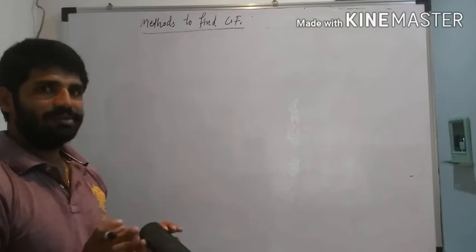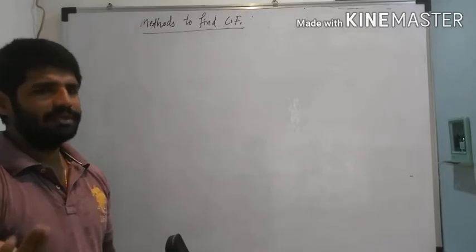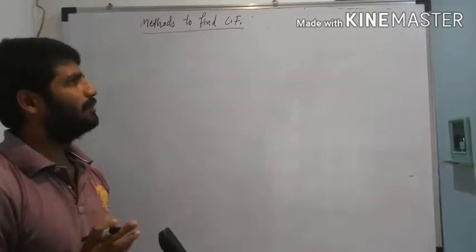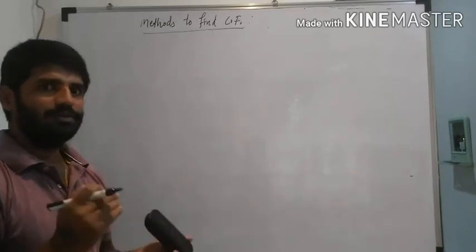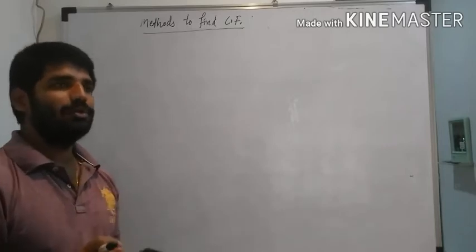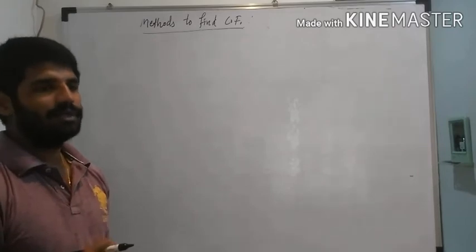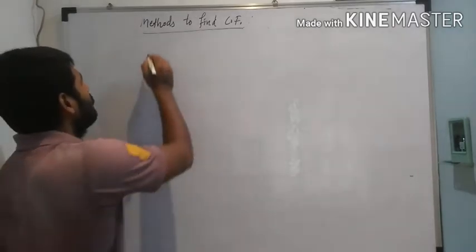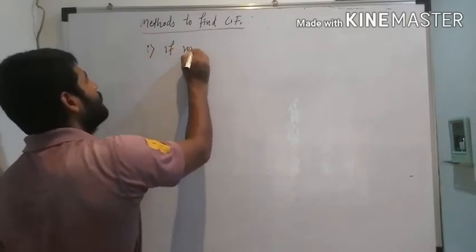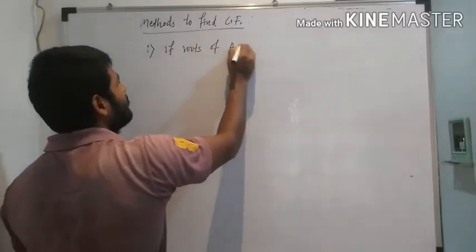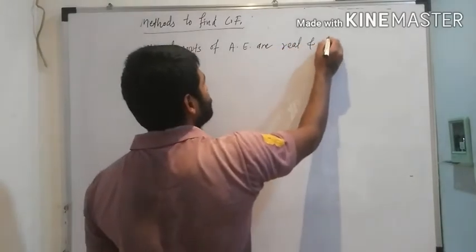This auxiliary equation is an algebraic equation, either quadratic, cubic, linear, fourth degree or fifth degree equation, like that. So we have to solve this algebraic equation, the auxiliary equation, and find out the roots. According to the nature of the roots, we have to decide the method to find the complementary function. So there are four methods. The first one is, see here, if the roots of the auxiliary equation are real and distinct.